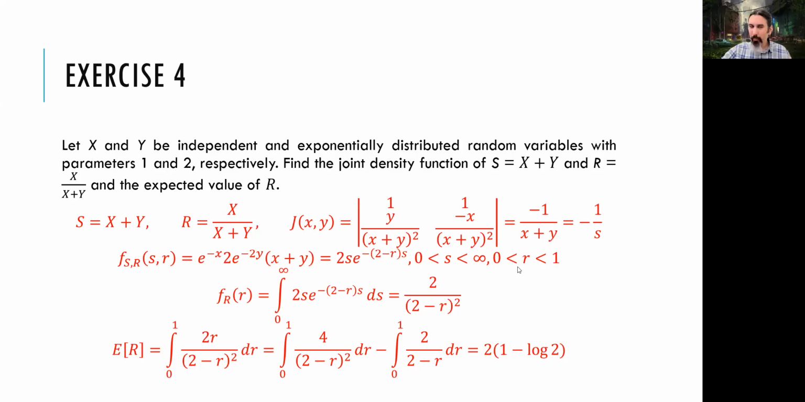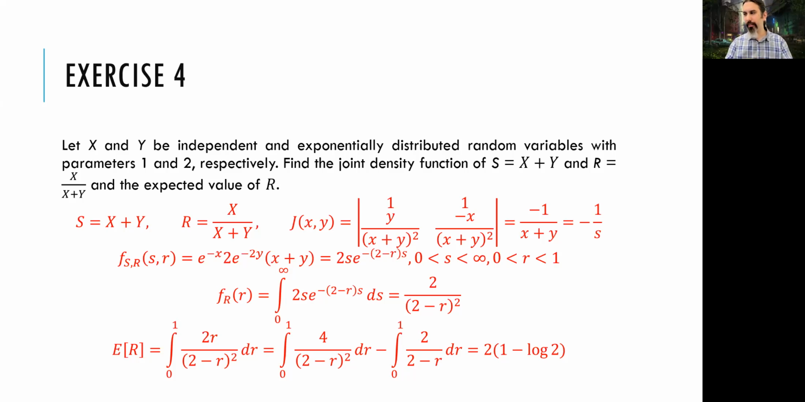So what we need from here are the marginals, part B starting now. It wants us to find the marginals. The marginals are found by integrating with respect to the other variable. So to find the marginal of r, we need to integrate in terms of s. s had a limit of 0 to infinity. All I have to do is write this limit and integrate this value, and I'm going to get 2 over (2 minus r) squared. This is the marginal density function of r.